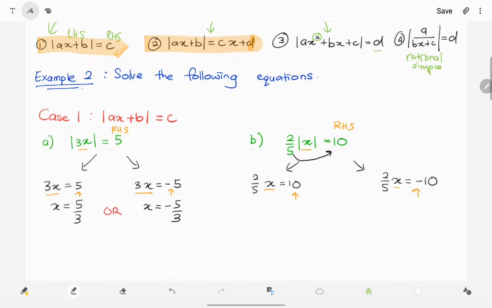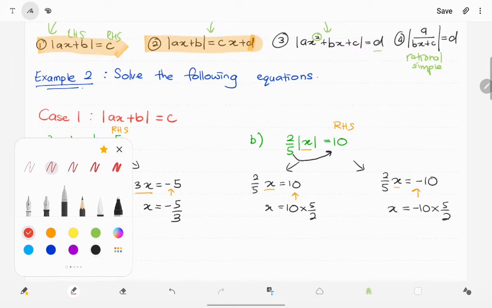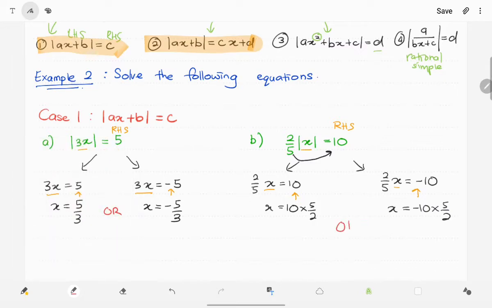Let's solve it. So x equals 10 times 5/2, or x equals -10 times 5/2. So what did I forget here? "Or". Okay, so "or".